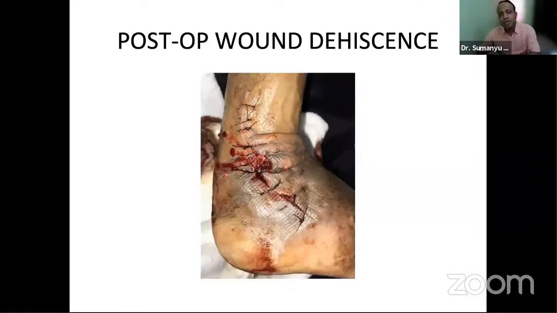Then post-operatively, after the 7th day, the wound broke down. So I continued dressing for about 10 days, but still there was not much improvement in the wound. Then the patient, who was from a far distance, told me to do something so that he should not need dressings, because it's very difficult to get a dressing done there.